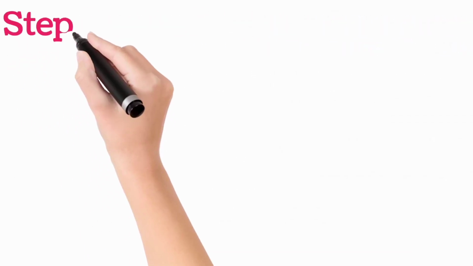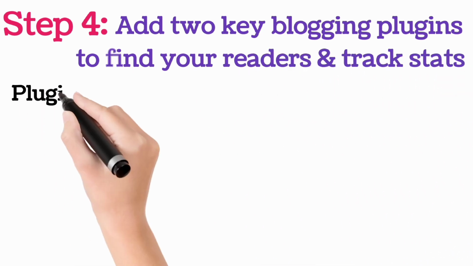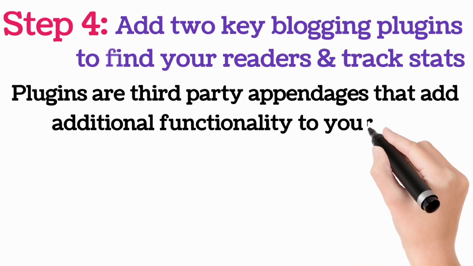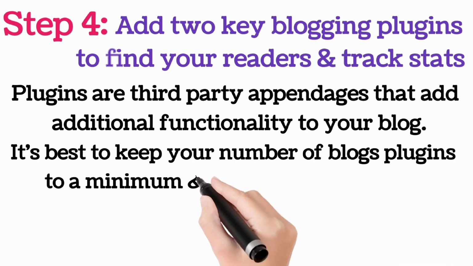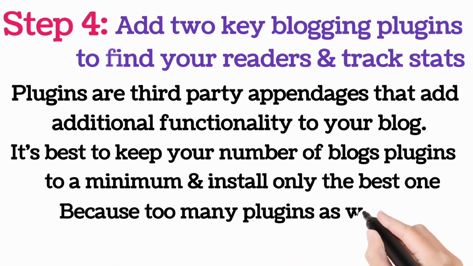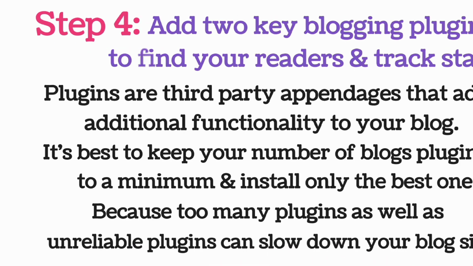Step 4. Add 2 key blogging plugins to find your readers and track stats. Plugins are third-party appendages that add additional functionality to your blog. It's best to keep your number of blog plugins to a minimum and install only the best ones, because too many plugins as well as unreliable plugins can slow down your blog site.